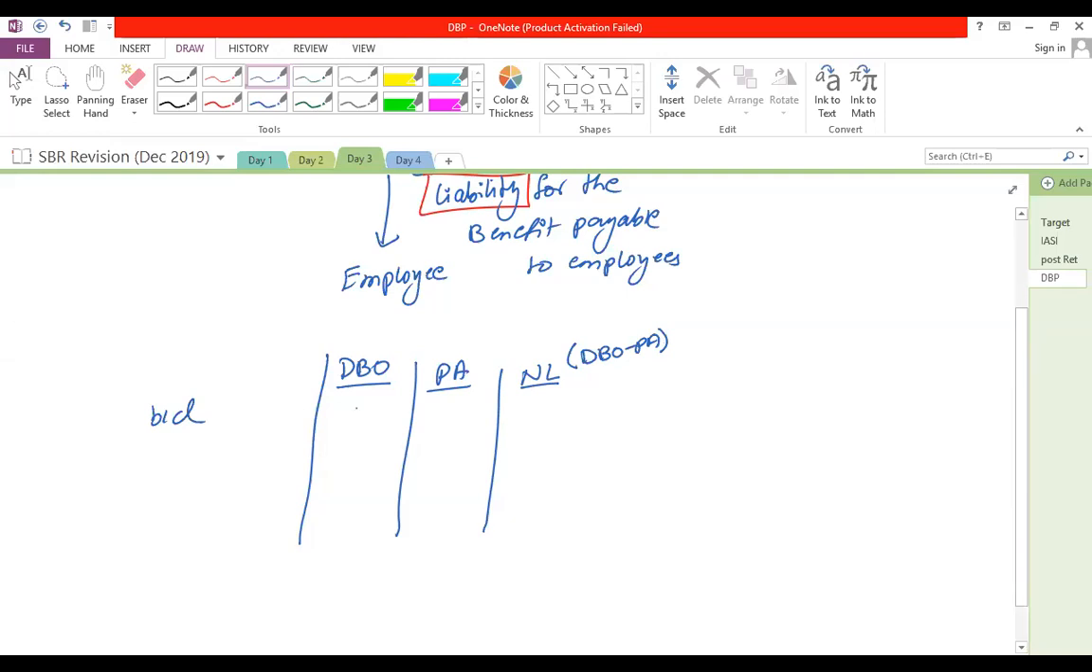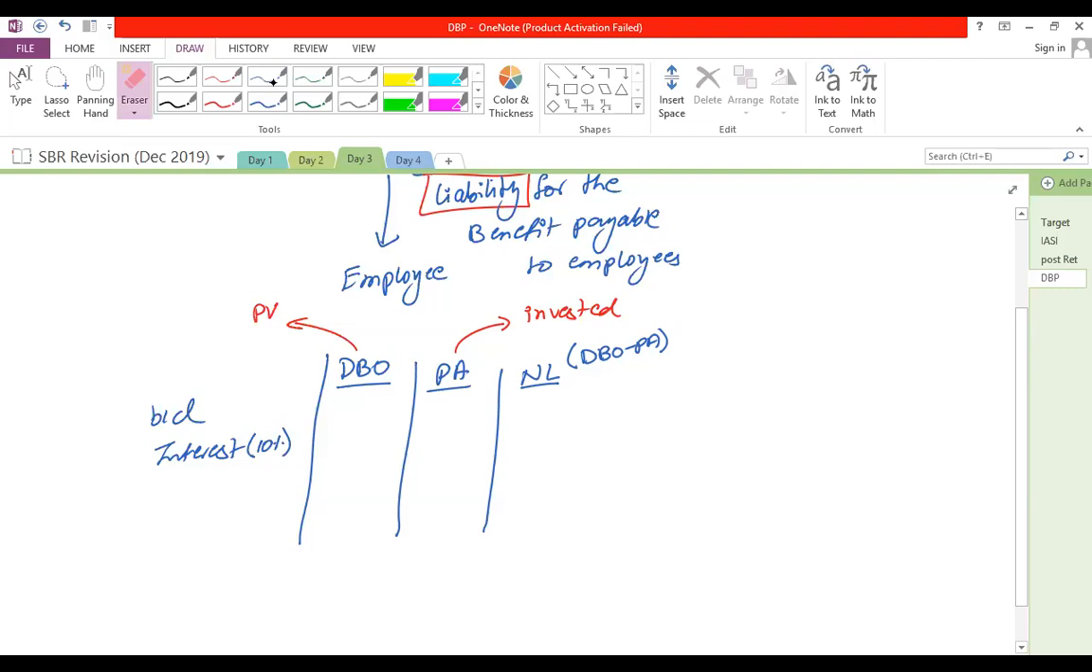So now we first record the DBO and the plan asset brought down. Because the DBO is a present value, we need to unwind that. And because the fund has invested the amount, it has to earn the return as well. So we simply record an interest on this. Whatever interest rate is given, we apply it on the brought down of the plan asset and the brought down of the DBO.